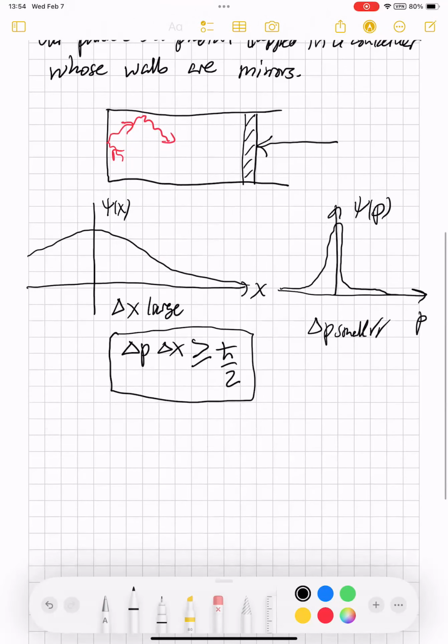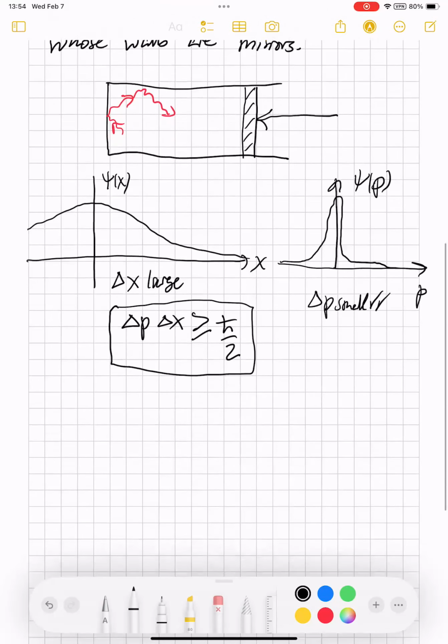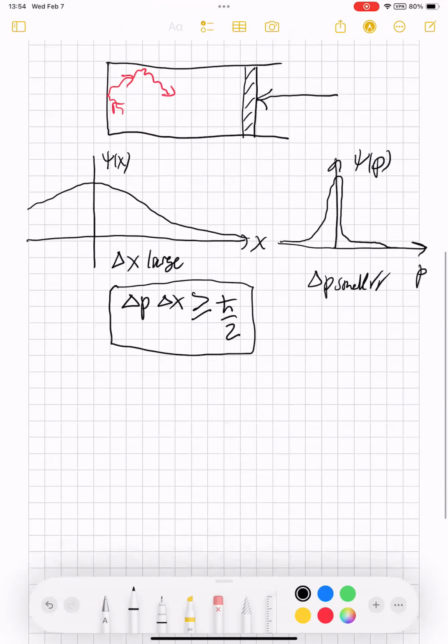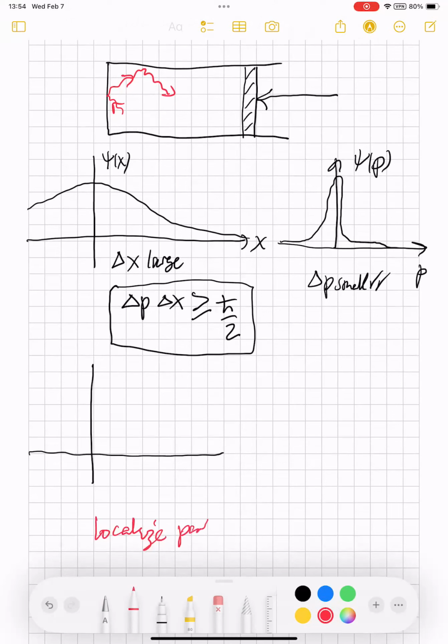So now we start to push our plunger and we localize our particle more and more. After doing this for a while, what we might find, so let's use a different color, let's say, localize particle, and we do this by pushing plunger.